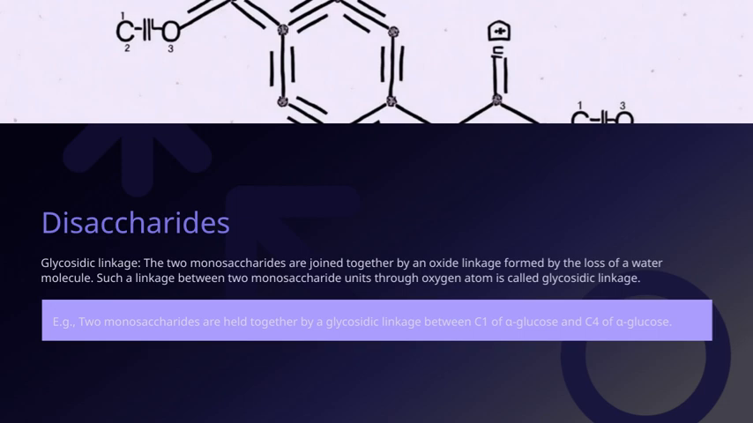So, in summary, a glycosidic linkage is this special oxygen bridge that forms between monosaccharides when a water molecule is removed, creating a disaccharide. This concept is fundamental to understanding carbohydrate structure and their biological roles.